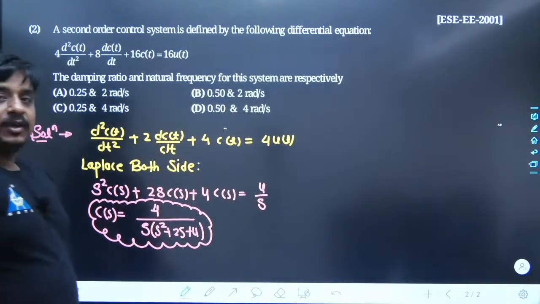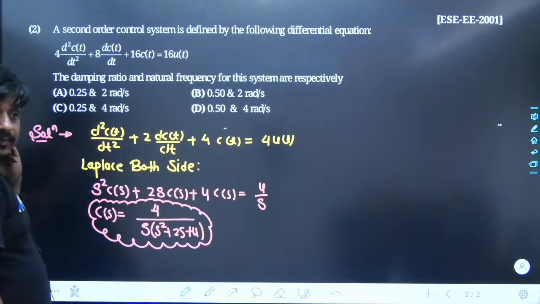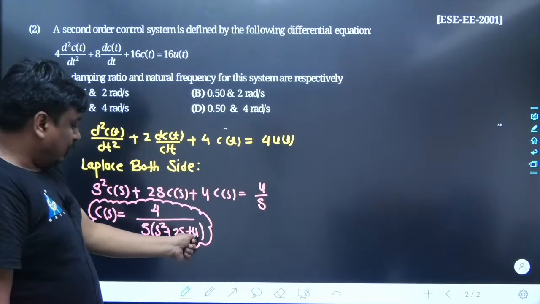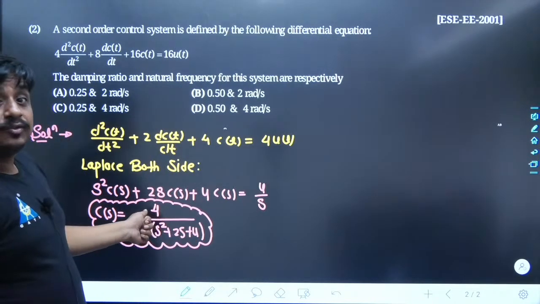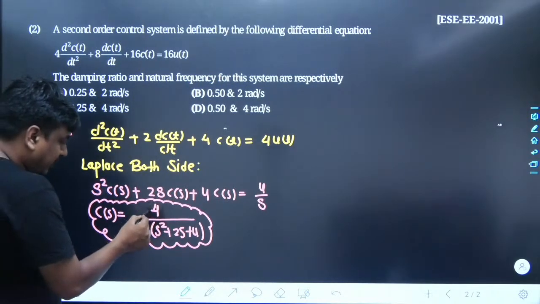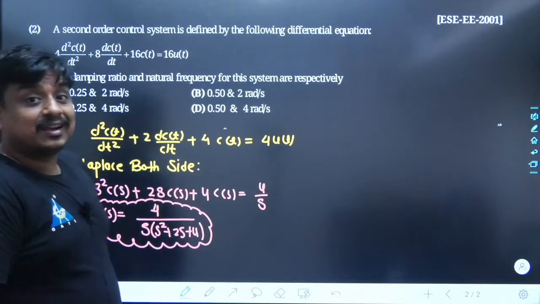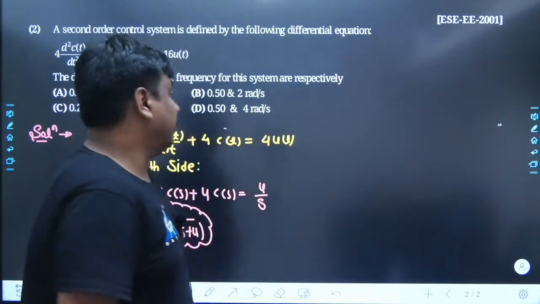Once you see this problem carefully, you'll find this 4 and 4 are the same. That means it is omega n square and it is omega n square. The value of k is already taken as 1. So put together, 4 divided by s² + 2s + 4 is the standard form of the second order equation, keeping the value of k as 1.